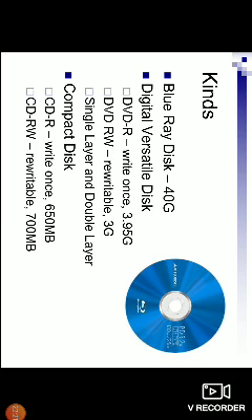Next one is compact disc, CD-R. In CD-R we can write only once. The capacity is 650 MB, and CD-RW means rewritable. The capacity is 700 MB.